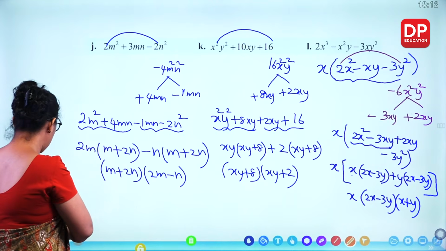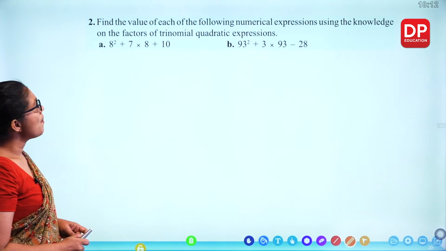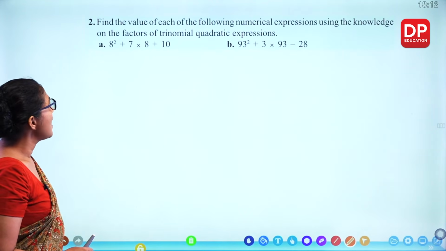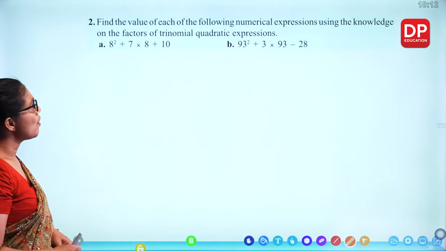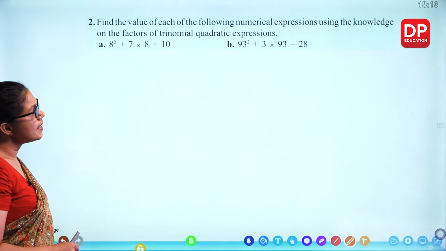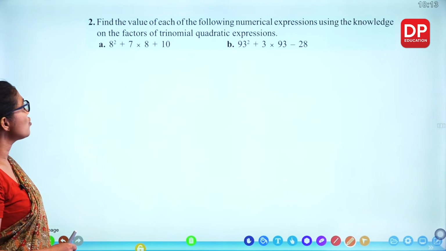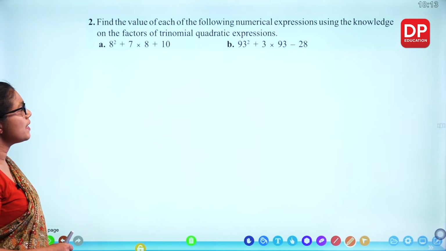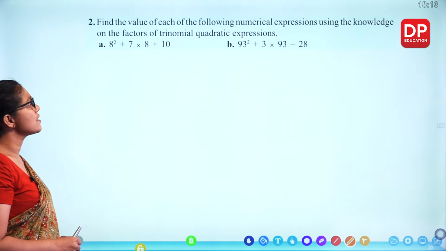Now we'll take question number 2 in the exercise. It says find the value of each of the following numerical expressions using the knowledge on the factors of trinomial quadratic expressions.